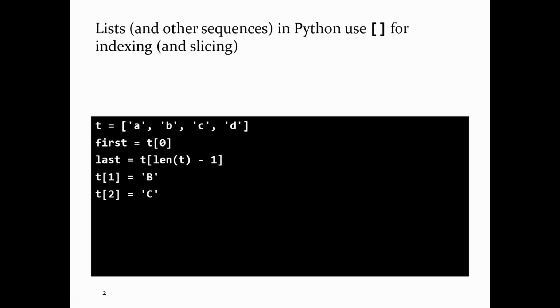If I want the last element of the list, one way to get to it is to use the length of the list minus 1. That's the last index in the list. In Python, you can also use -1. I can assign to elements of the list, too. So t[1] is the second element of the list, and I can change that to a capital B. That changes the second element of the list t to a capital B. And that changes the third element of the list to the capital C.